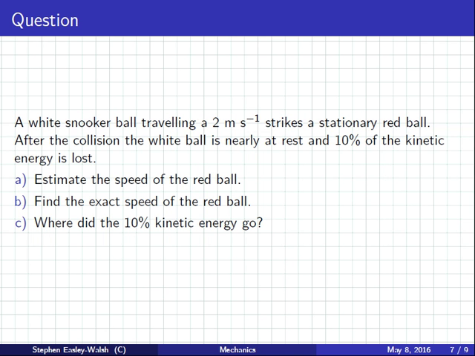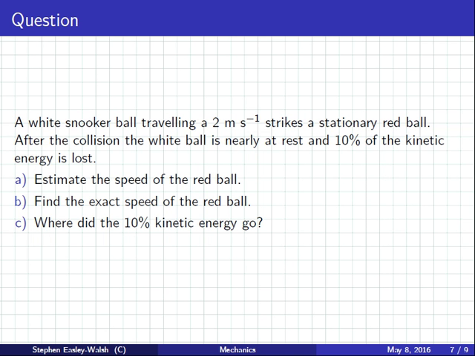What's this? It'd better be multiplied. Did you draw it? Let's see. Right, so this is the white one, this is 2, and this is the red one. And then draw the after picture. Yes, that's what I want you to draw.